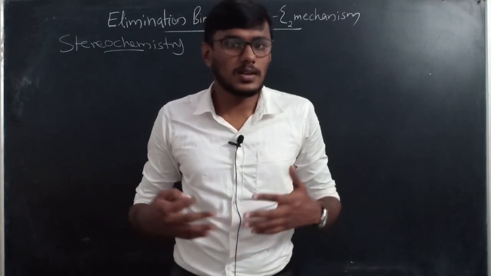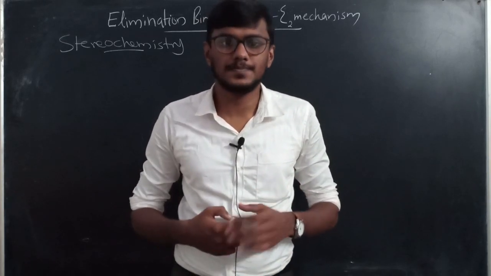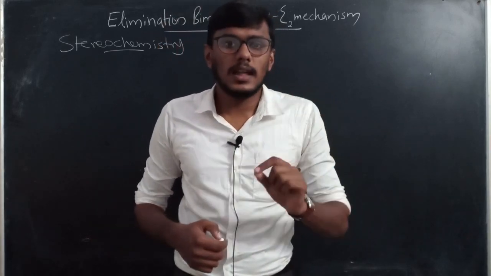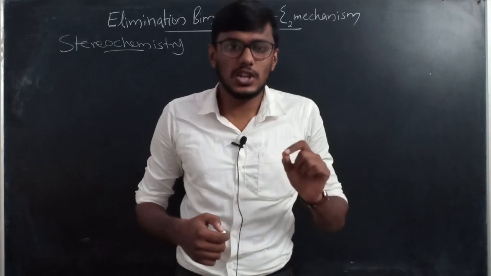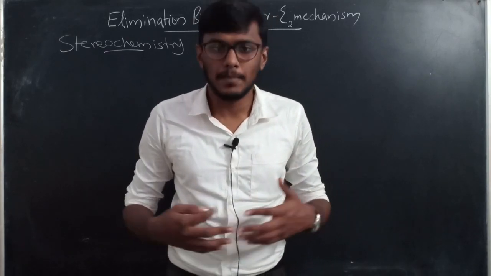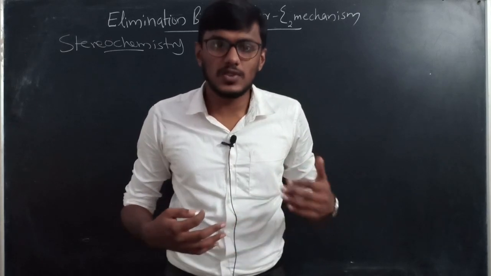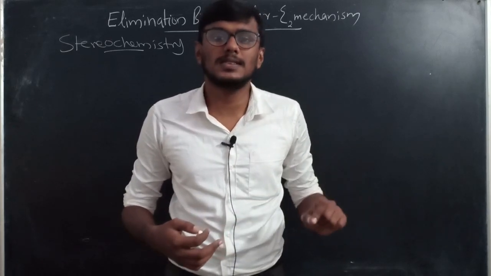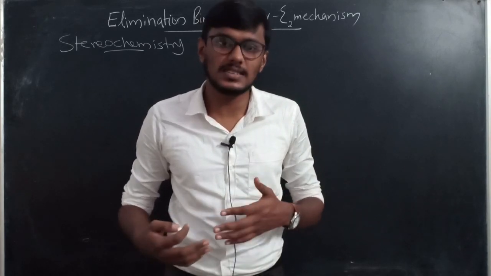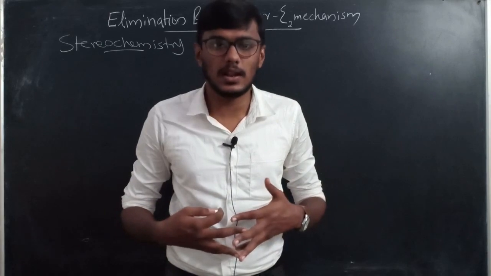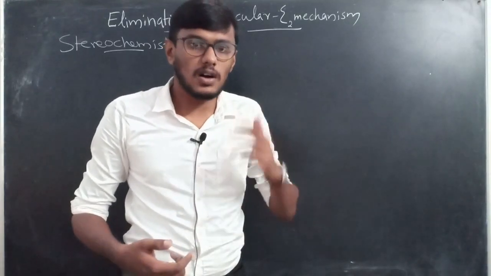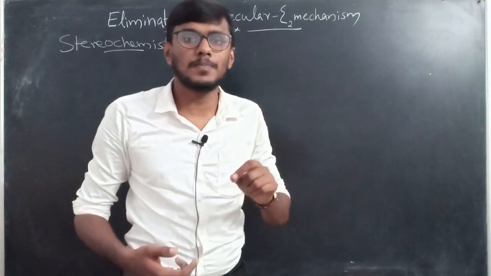Okay, let's start with the stereospecificity. What is stereospecificity? We can say that the E2 elimination reactions are stereospecific. So what are stereospecific reactions? Stereospecific reactions are those in which the stereochemistry of the product is determined by the stereochemistry of the reactants or the starting material. For example, we are going to check the stereospecificity of E2 reactions by taking an example.